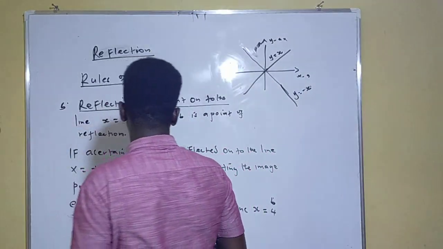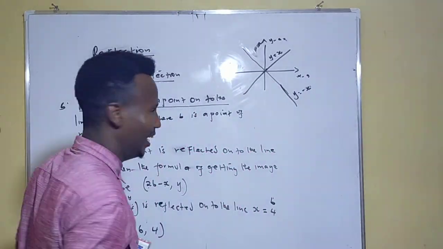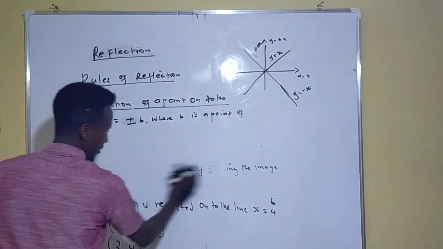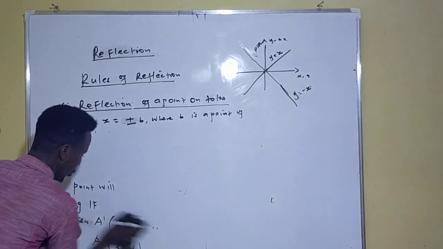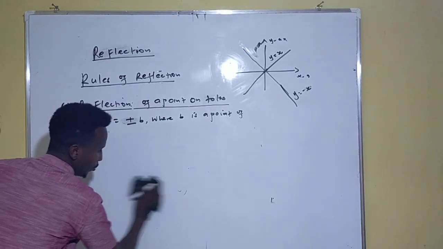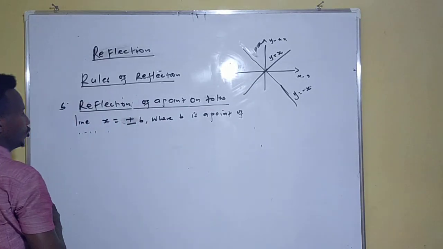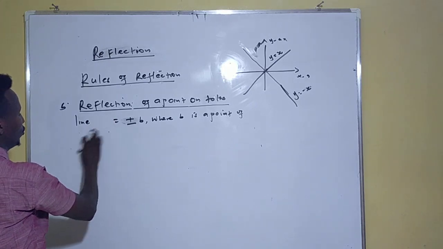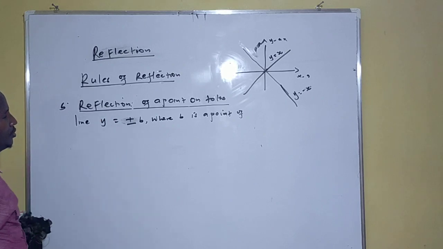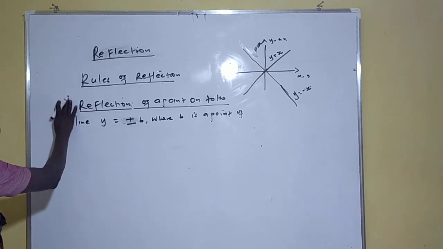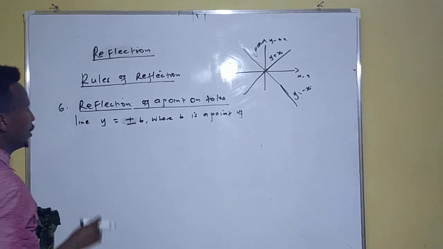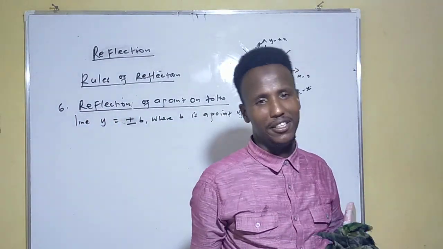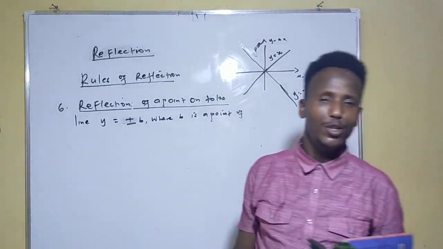Okay? Rule number 6, which is the last one. We are coming to the end. Rule number 6 is the opposite of this one. We are going to change this one only. So this will be rule number 6: reflection of a point onto the line y is equal to plus or minus b. Again, where b is a point of what?